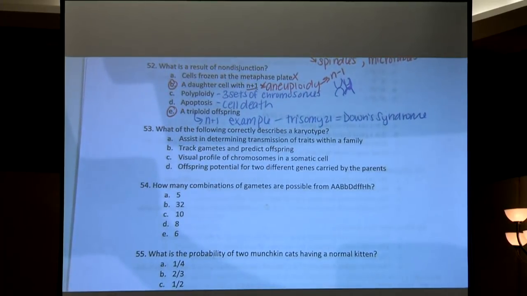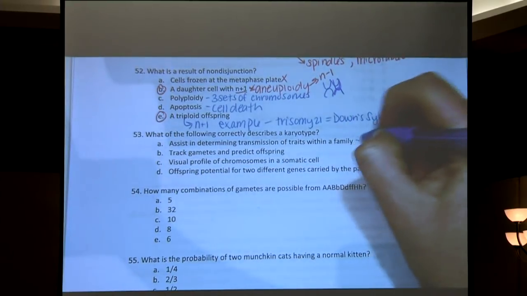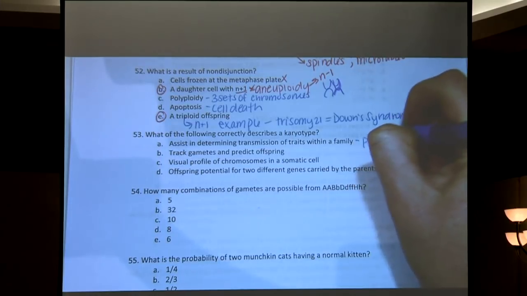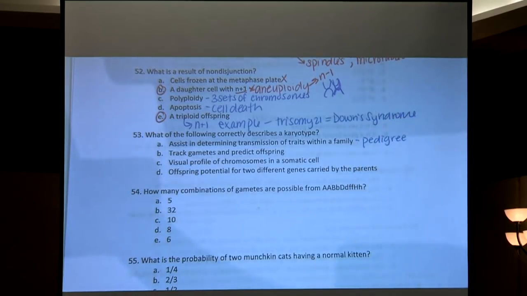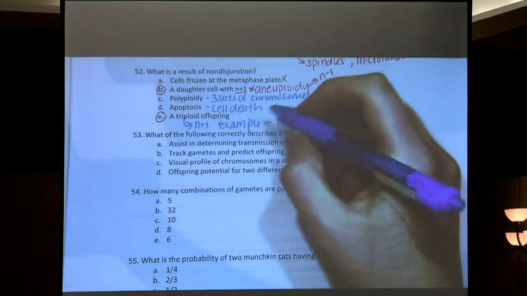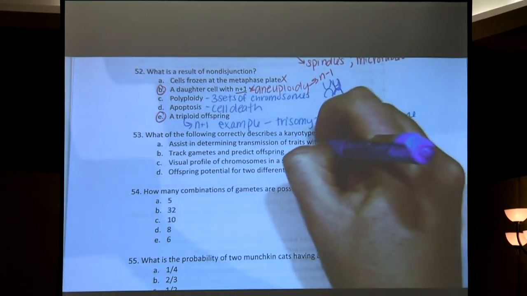Which of the following correctly describes a karyotype? A karyotype assists in determining transmission of traits within a family. Yes or no? No. What does that describe? So this would be our pedigree. Does a karyotype track gametes and predict offspring? Good. No. This would also not be true. This would be our Punnett square.